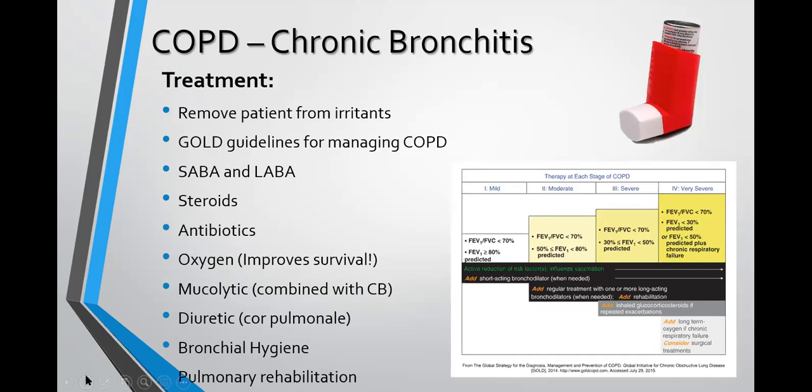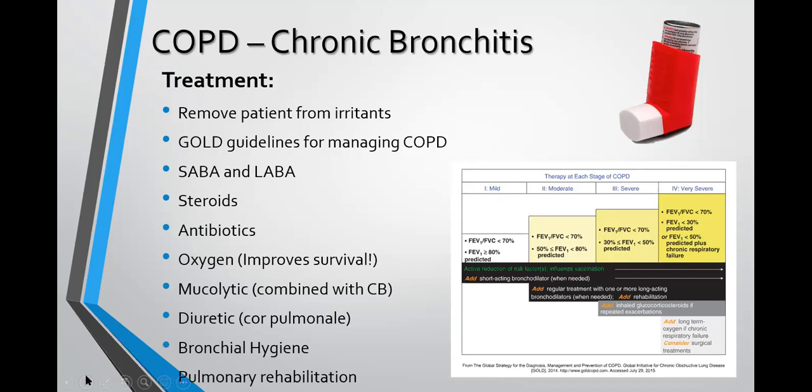The next thing, GOLD guidelines for managing COPD. What did I say that was? What is the GOLD guidelines for managing early PFT? That's for all of the diseases. All of the COPD diseases are going to have GOLD guidelines for managing COPD, which is getting an early PFT. We treat them with SABAs and LABAs. What are those? There you go. Short-acting beta agonist drugs and long-acting beta-2 agonists, right? That's what that means.